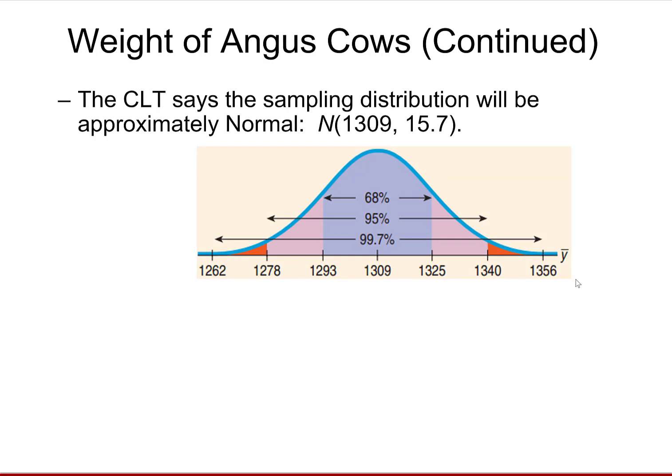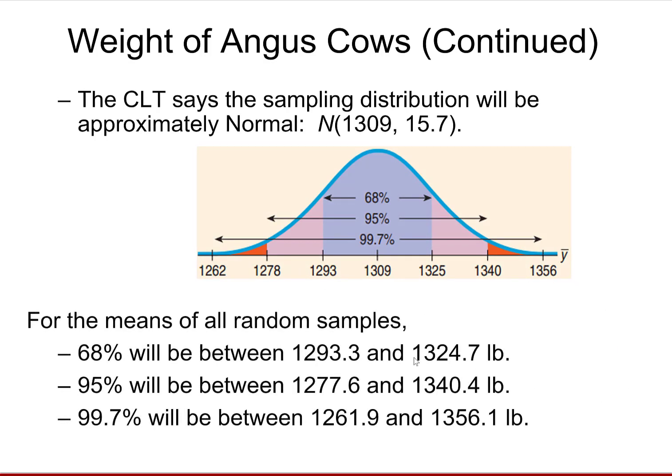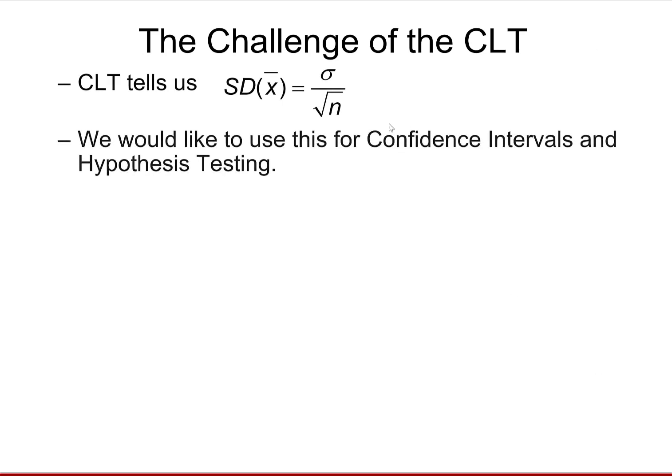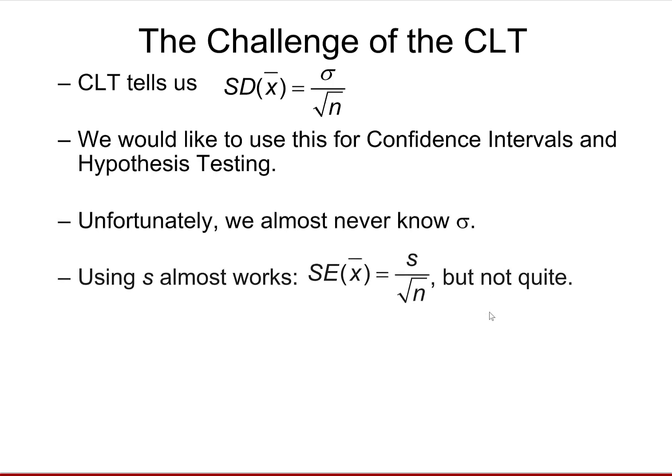And again, there's the sampling distribution. It's approximately normal. And we know that based on the empirical rule, we can read that off the figure here. The challenge of the central limit theorem is that it tells us that the standard deviation of the sample mean is sigma over the square root of n. And we'd like to use that for confidence intervals and also for hypothesis testing. Unfortunately, we almost never know sigma.